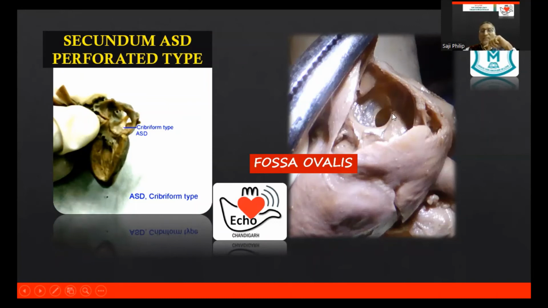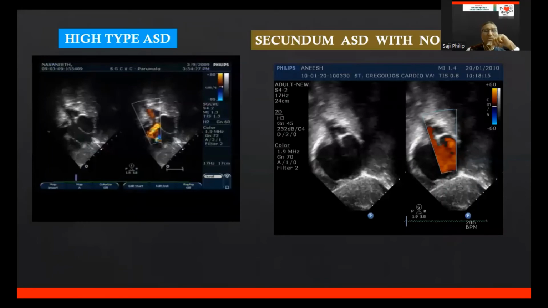small hole. If this hole by echo is less than 5, just wait and watch it. There is no RA or RV dilatation. Just leave it alone. But if there is RA RV dilatation, it's an indication for ASD closure. In general, above 6 mm is an indication for device closure. This is an example of the upper or high type secundum ASD. Still, it can be closed.